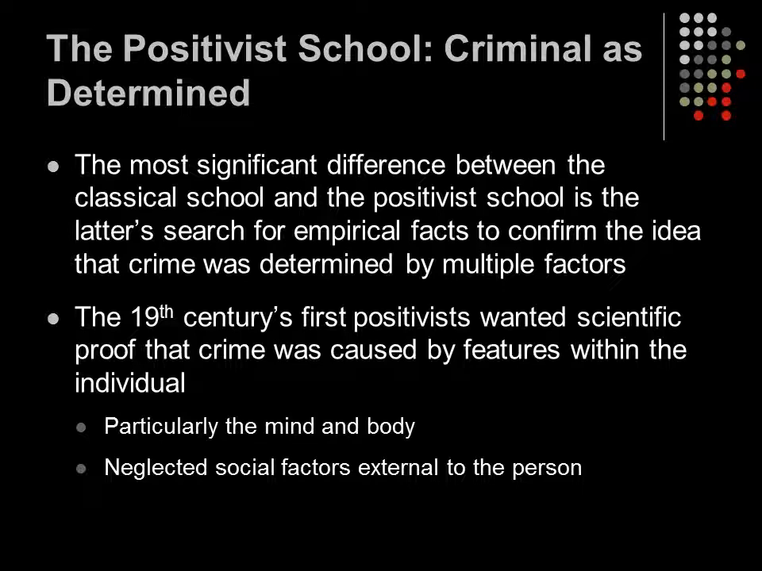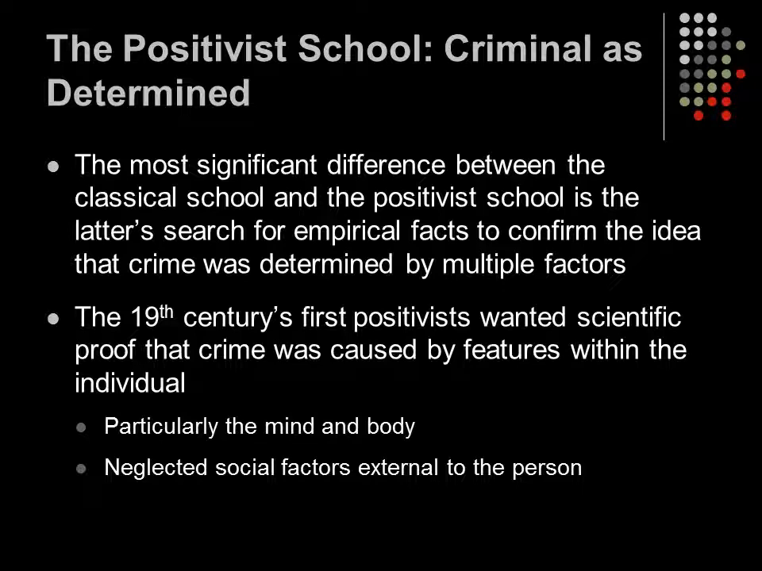Coming in on the tails of the classical movement is what we call the positivist school of criminology. This term positivist refers to the positive application of the scientific method. The positivist school was really the first group of people to look at crime as a scientific problem and something that could be subjected to scientific inquiry.